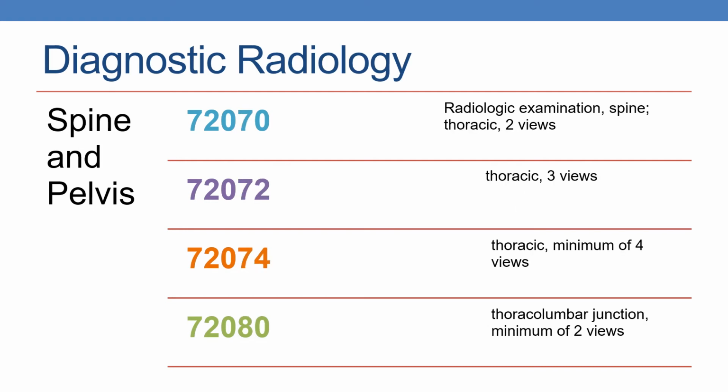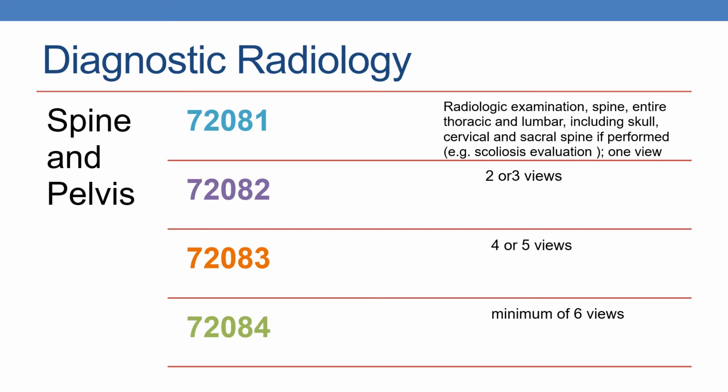Now coming to 72070, which is radiological examination spine thoracic 2 views. 72072 is thoracic 3 views. 72074 is thoracic minimum of 4 views. 72080 is thoracolumbar junction minimum of 2 views. The next is 72081. Radiological examination spine entire thoracic and lumbar including skull, cervical and sacral spine if performed. For example, scoliosis evaluation 1 view.